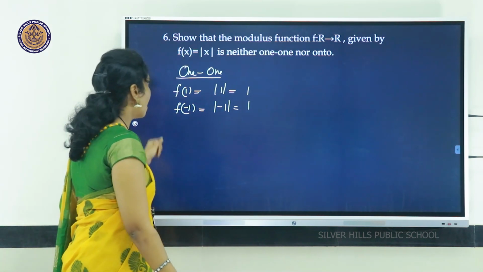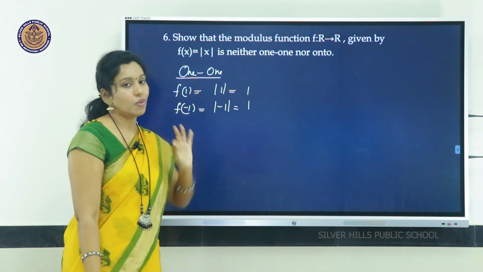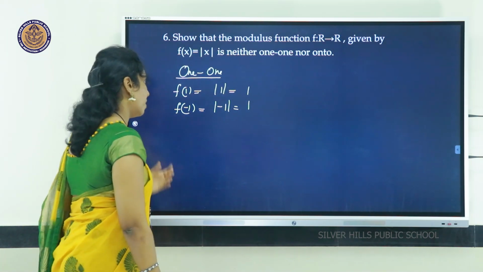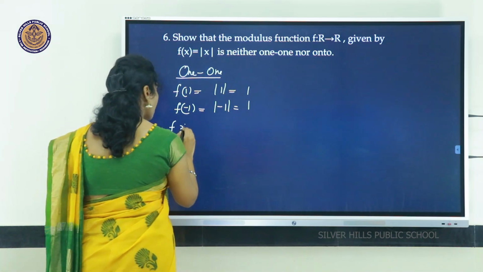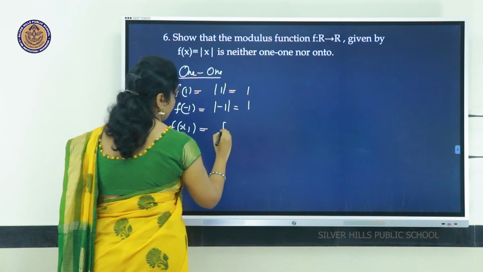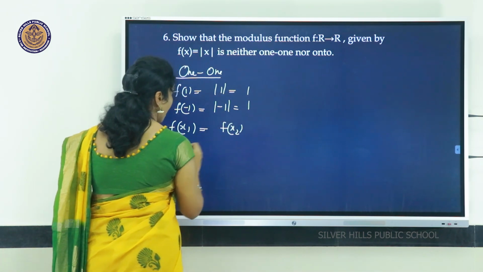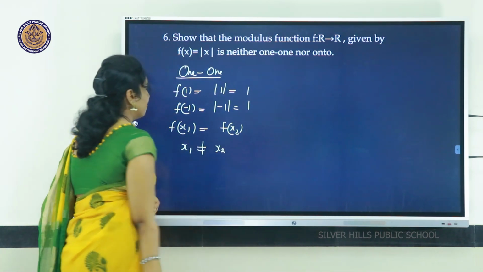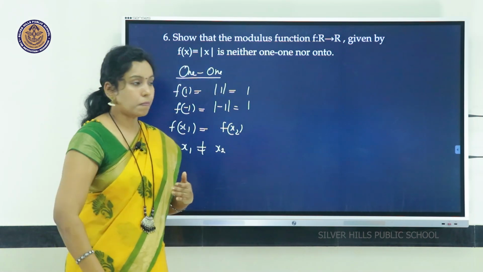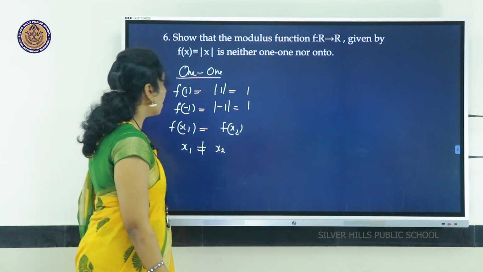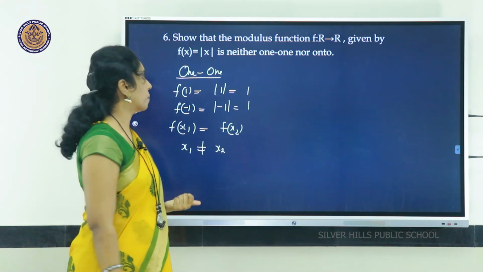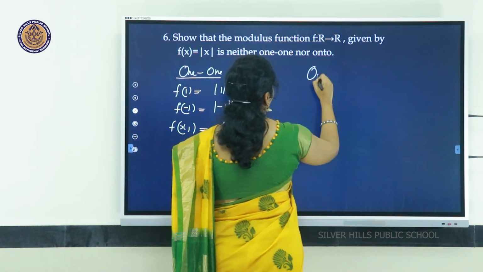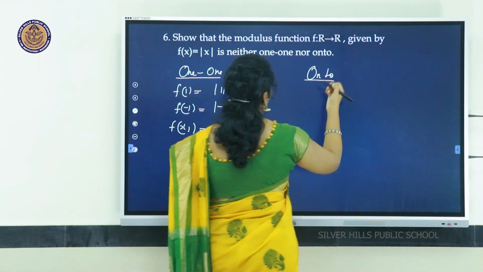So, now look at this, x goes to 1. So, the given function is not 1-1. Why? Because f of x1 and f of x2 are the same, but x1 is not equal to x2. The function value is the same, but the numbers x1 = 1 and x2 = -1 are not equal. Now, how can we prove it is not onto?